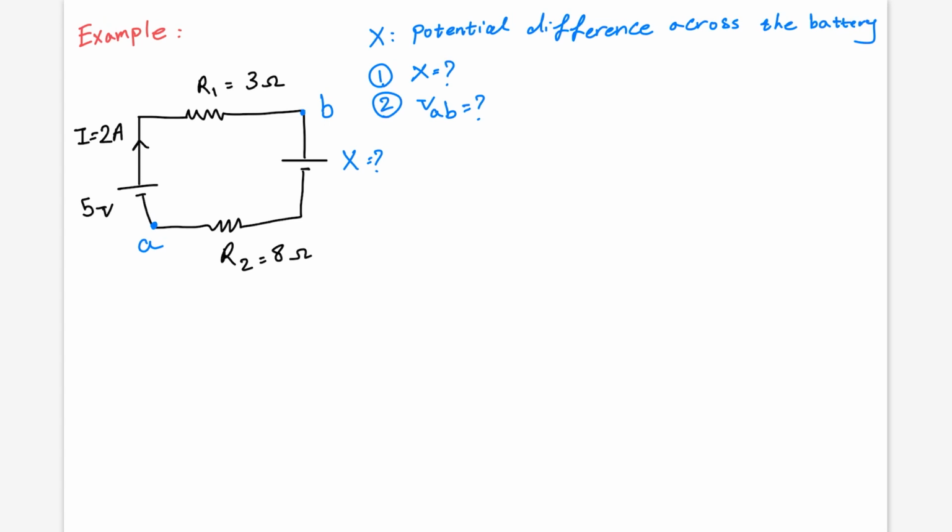Okay, let's look at this simple example to be clear about the concept of KVL. So here we have a circuit, and we have some resistors and batteries, and X is the potential difference across the battery that is shown. What is X? And also the potential difference between points A and B. So for the first one, using the relationships that we have learned so far, we can start from point A and go like this. We have a loop, right?